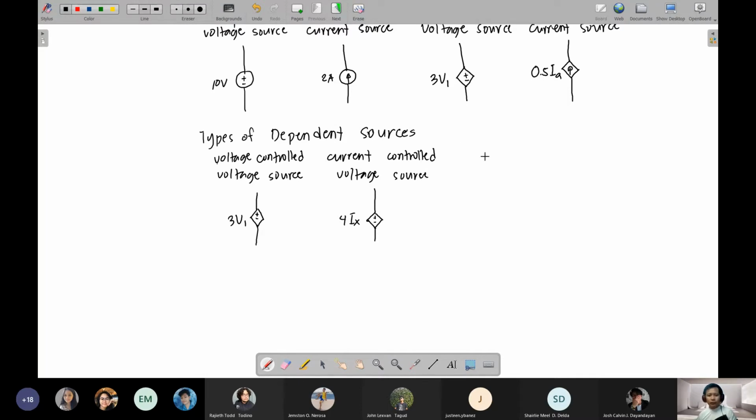Okay, then of course, if there is a variety in voltage sources, there is also a variety in current sources. So of course, you also have the current controlled current source. Same gihapon, you will have a current dependent current source. It's dependent upon another current source.